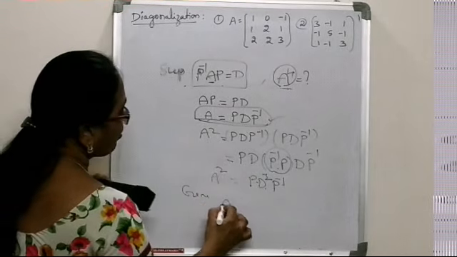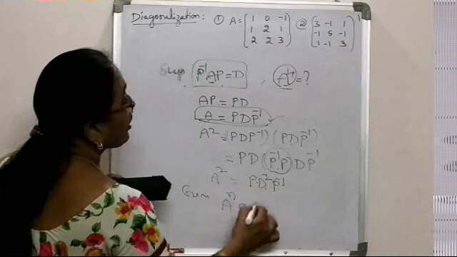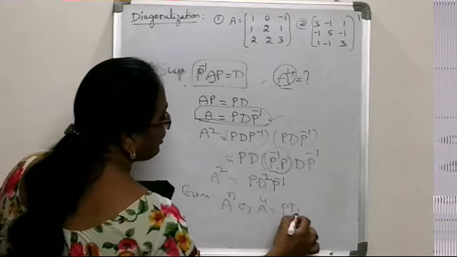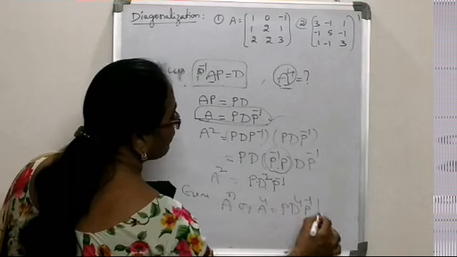Generalizing this, we have A power n, or in this case A power 4, equal to P into D power 4 into P inverse.